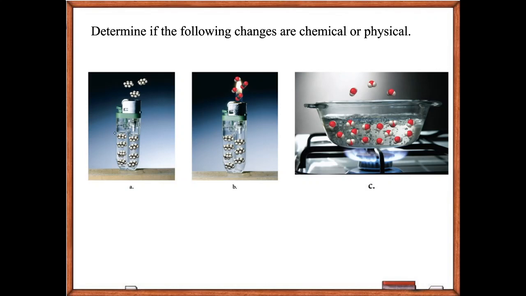Okay, so the first one here, all we do is we push the button. So we don't actually flick the flint and steel. Okay, so all that's happening is now the liquid inside is turning into gas. So the liquid butane is turning into gaseous butane. So would that be a physical or a chemical change? Okay, well, since we're not actually combusting it, that's going to be a physical change.